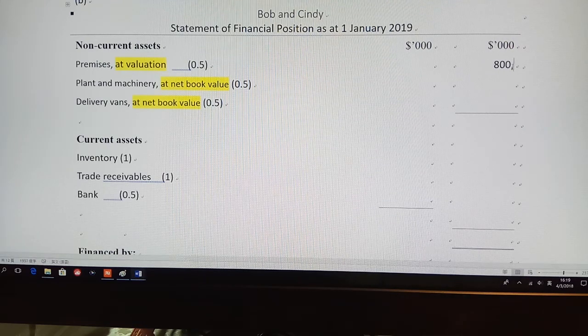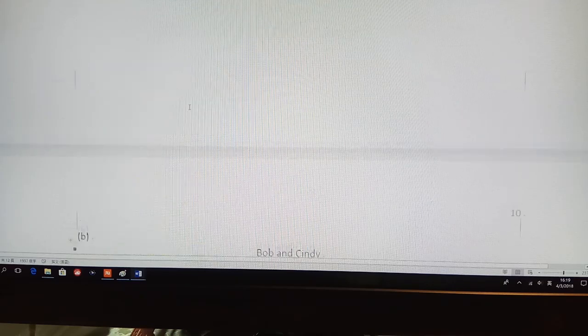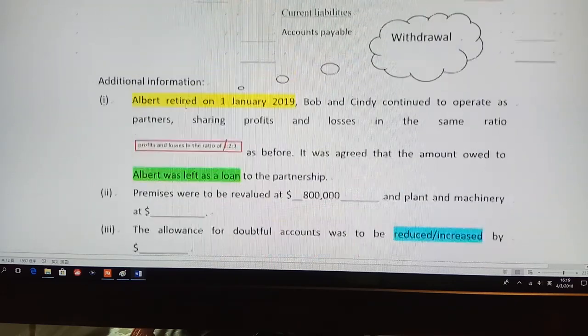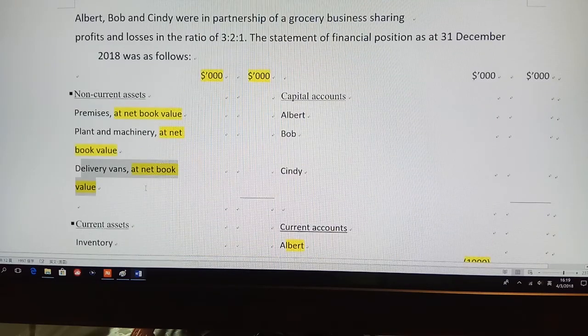Of course, there must be 1,000 here, so we skip thousands. Otherwise, the figure will be 1,000 fold. Okay, so delivery rental. Revaluation has been made for the delivery rent, so this figure should be the same as the delivery rents at net book value. Just copy this answer.